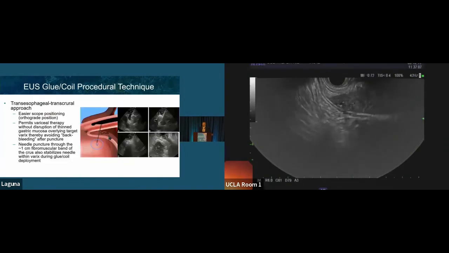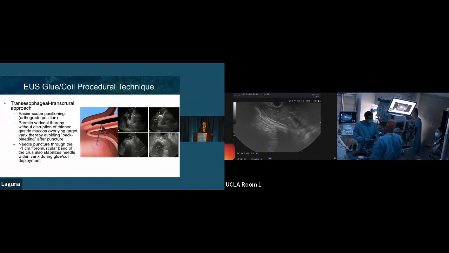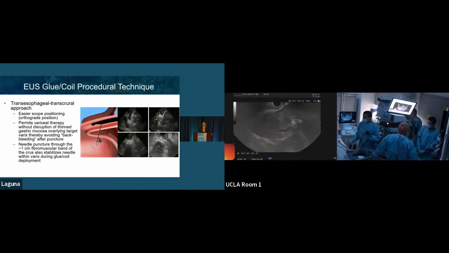In terms of how we approach this, I tend to favor using a transesophageal transcrural approach. What that means is that we have the scope in an anterograde position or orthotopic position in the distal esophagus, and then we can visualize these varices across the crus of the diaphragm. So on these EUS images here, the C delineates the crus of the diaphragm. We can actually shoot across the crus with our needle and then inject in that fashion. What's nice is that by going across the crus, it stabilizes the scope, and then you avoid going directly across that gastric mucosa that's under pressure from the varices itself, and then you can avoid some of that back bleeding that can be a bit of a bugaboo.